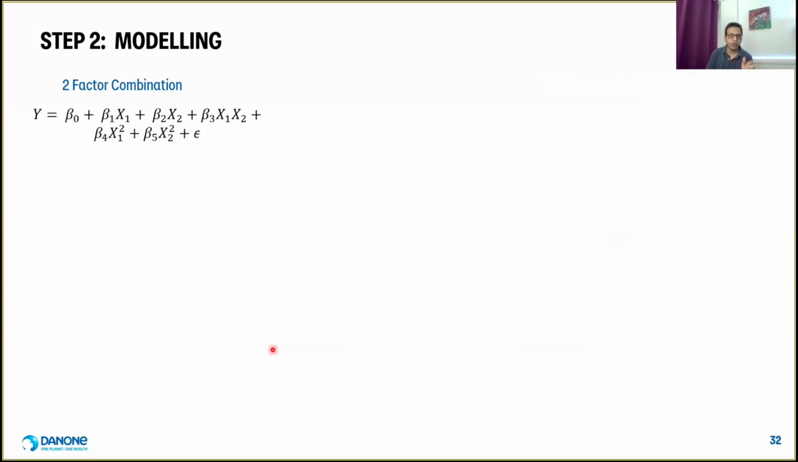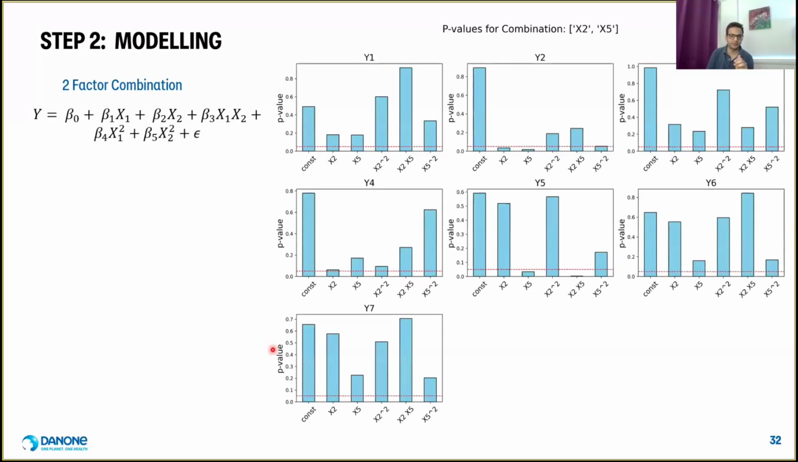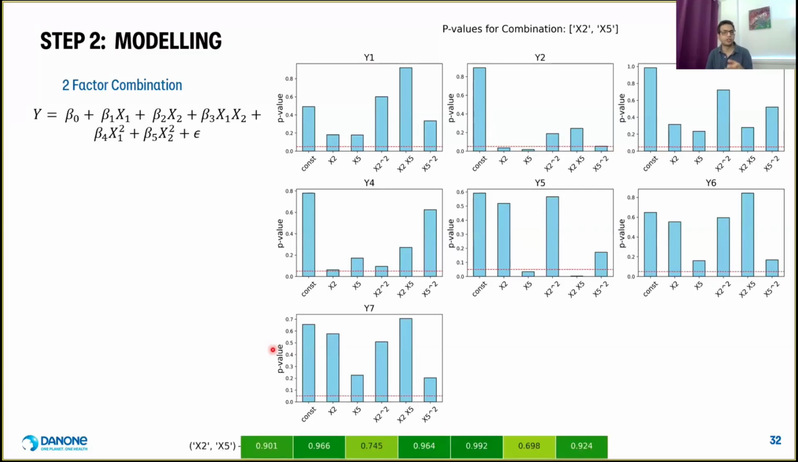If we focus only on the 2-factor combination for one of these combinations, this plot shows the actual p-values. What we noticed was that for some of the response variables, none of the parameters was significant. For others, some parameters are significant, but they are not the same across different responses, even though we get a good R-squared score in this case.